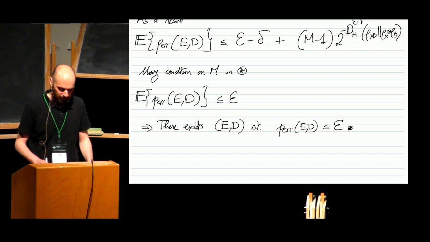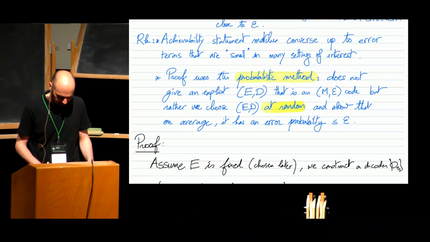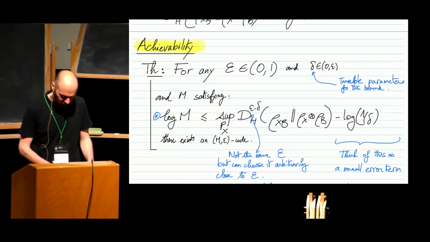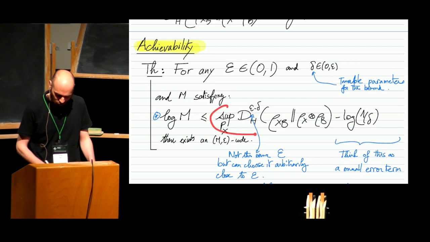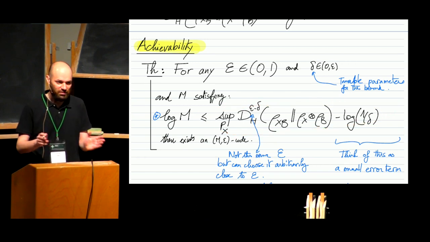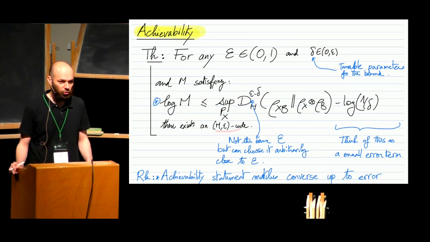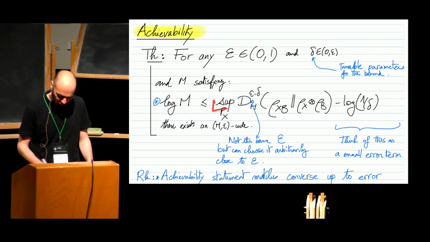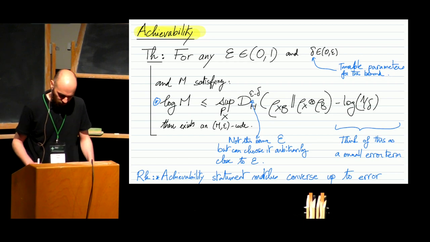And so again, to recall the statement: if M satisfies this, if M is not too large, so if I take M to be roughly this quantity, maybe I should do minus 1 so that I'm sure that it's an integer, then I have an M epsilon code. So if I take the floor of this, then I get an M epsilon code.